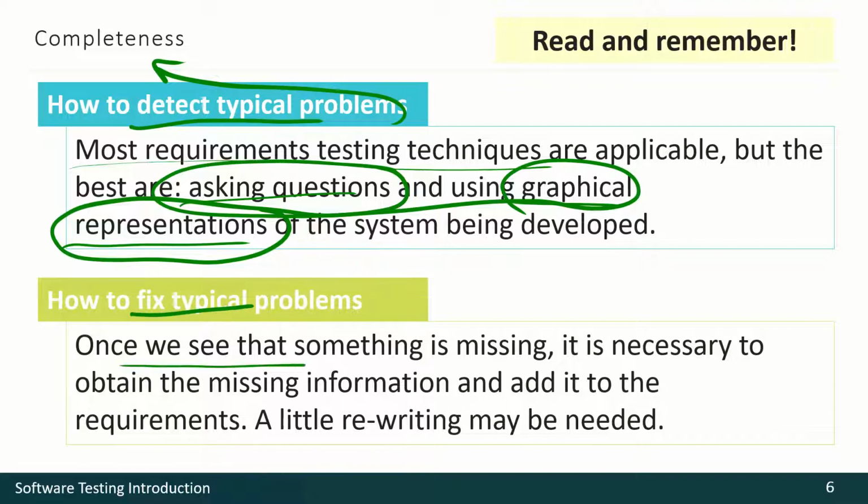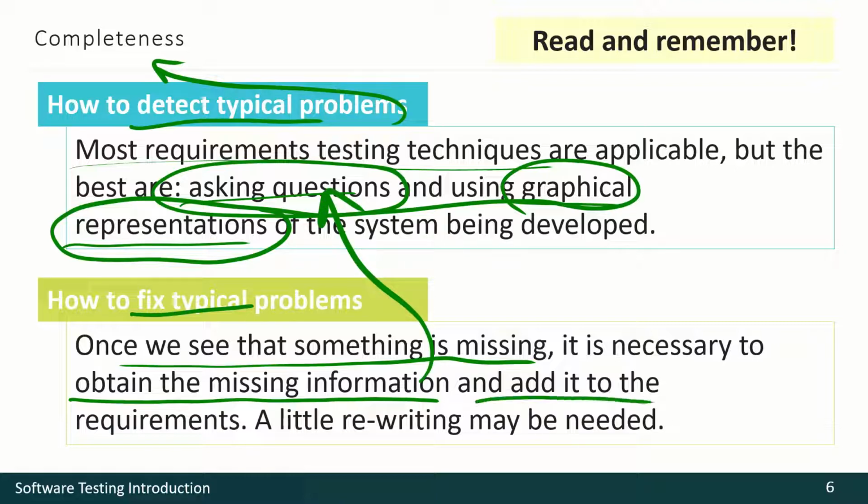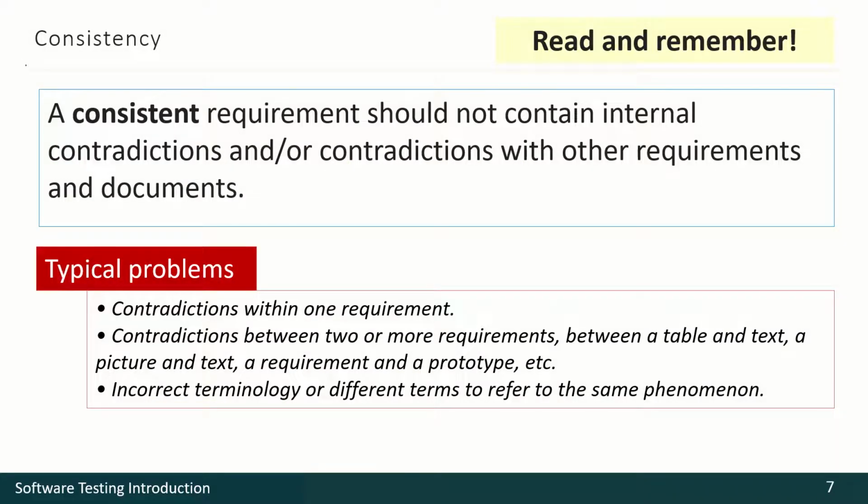And how to fix it? Once we see that something is missing, we should obtain the missing information. So we ask questions, and then we add the new data into the requirements. Of course, a little rewriting might be needed, and after this rework, we should show this new version to the customer and get his approval.